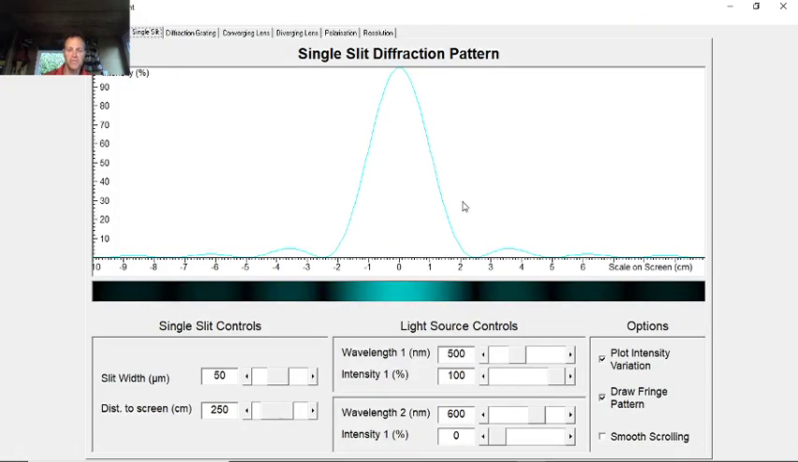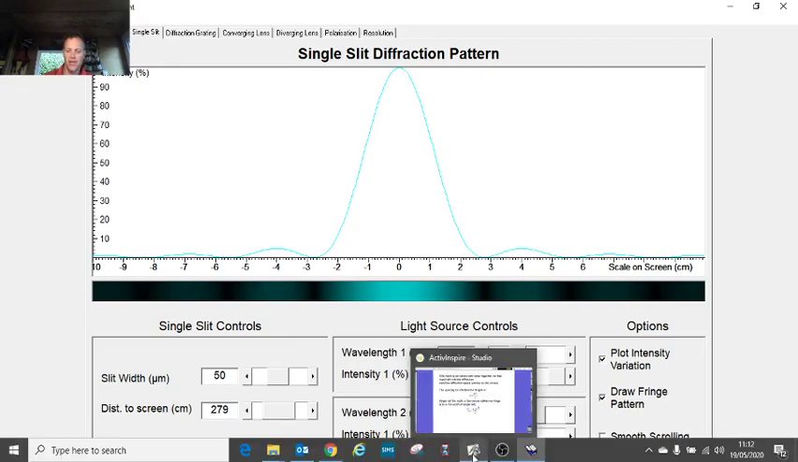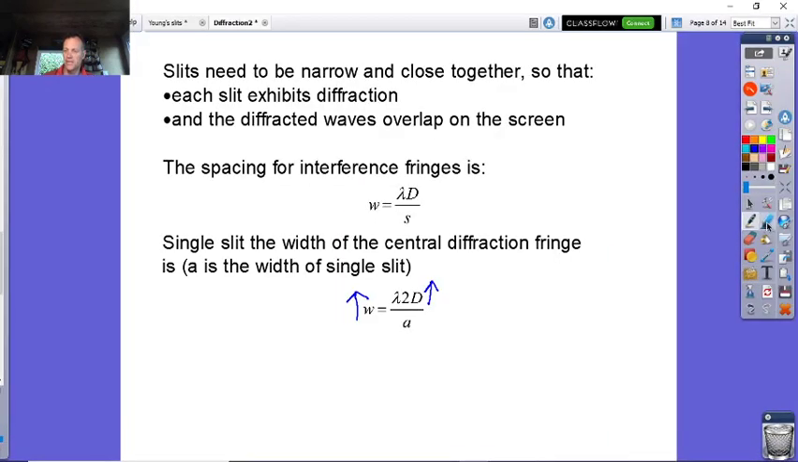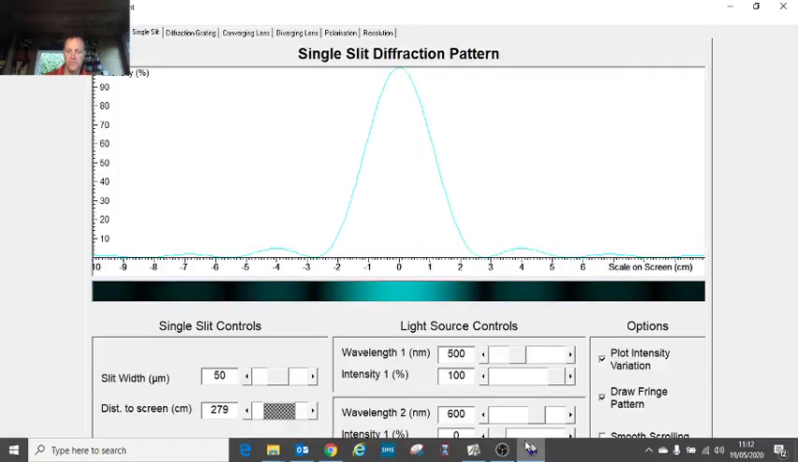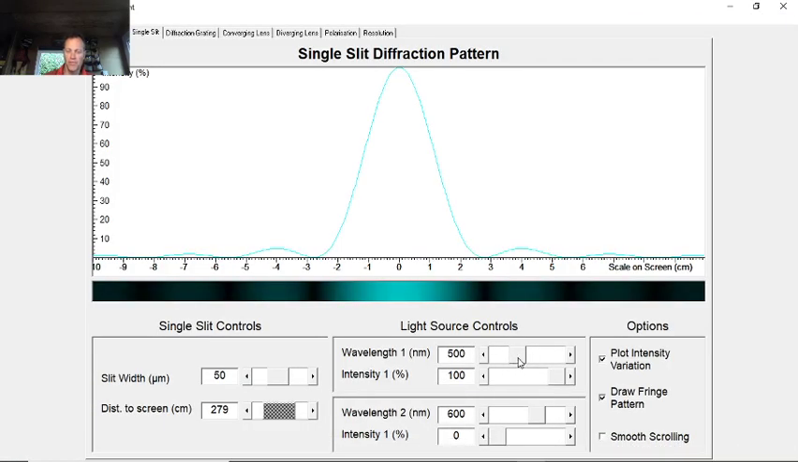So going back to the simulation, I'm now going to increase D, and look, it's got wider. If I make D smaller, W gets smaller. Then going back to the formula we've got here, if I make the wavelength bigger, that also should get bigger. Going back to my simulation, wavelength, I'm going to increase it up to red. You see again, the width of the central fringe has got bigger as well.